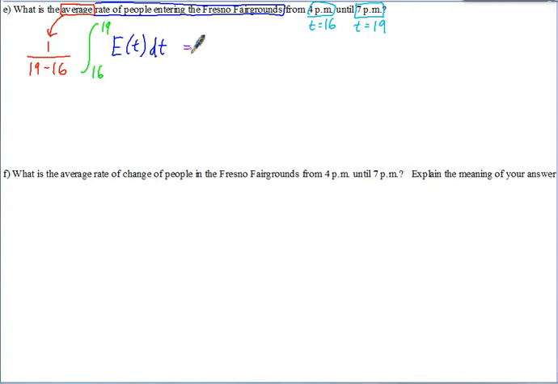And we can use our calculator to work this out. Now notice this is an average, so on this one we will not need to round it to the nearest person, because you can have averages that are decimals. That's fine.